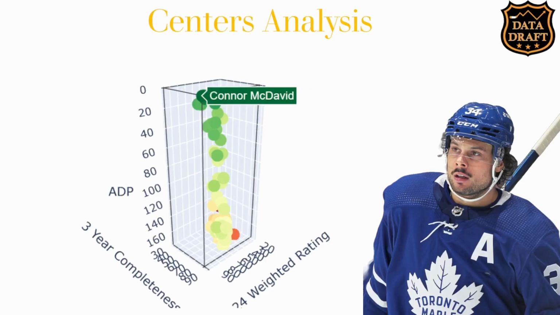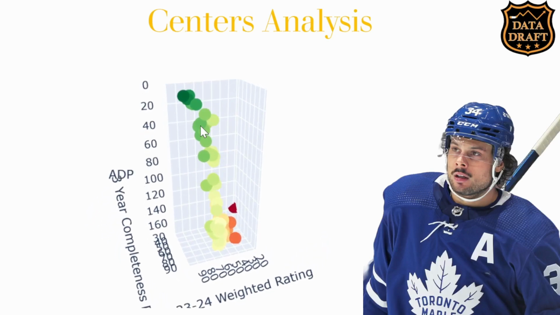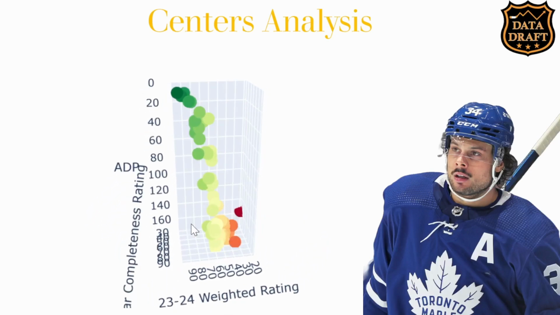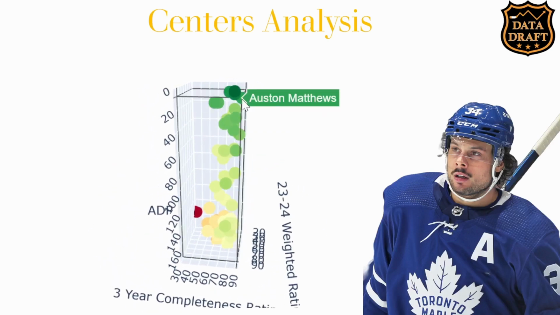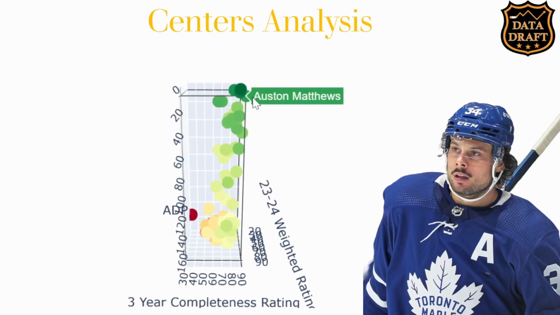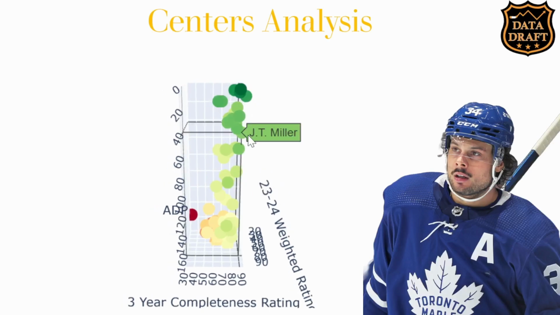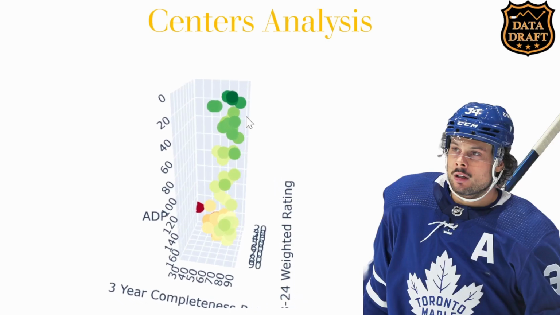So if you look at it like a building, Connor McDavid is this corner. He's the best player in the league, so he's going to be at this front end of this building. Now, if we twist it this way, you can see this is the weighted rating. He's the highest rated player. If we twist it this way, completeness-wise, the highest rated player is Austin Matthews. And below him, there's some other guys that are more complete, like JT Miller. So that's how you can kind of read this.